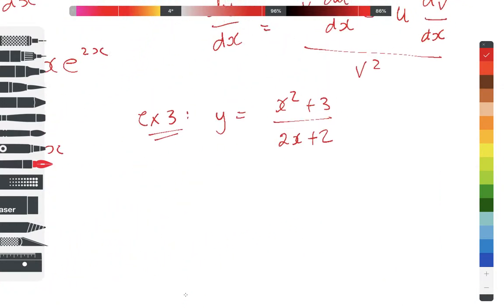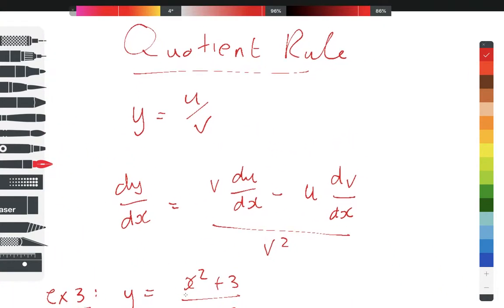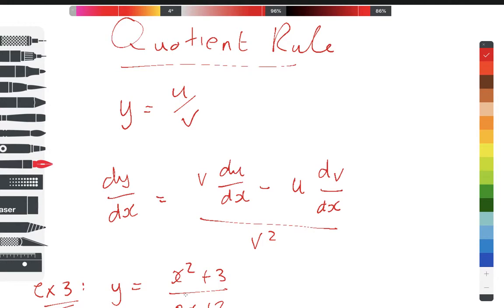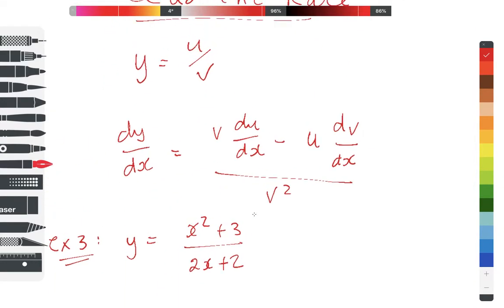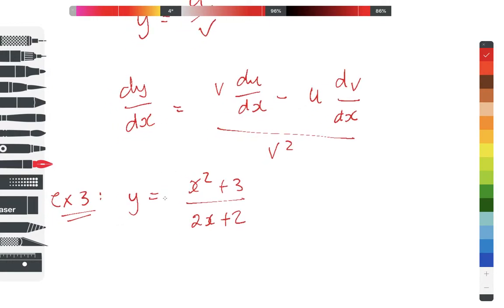So now we're on the final one, which is the quotient rule. Now this is if you have a fraction, so your function y equals u over v. The derivative of this, dy by dx, is v multiplied by du by dx, subtract u multiplied by dv by dx, all over v squared. So again, I'm just going to go straight in with an example. So y equals x squared plus 3 all over 2x plus 2.